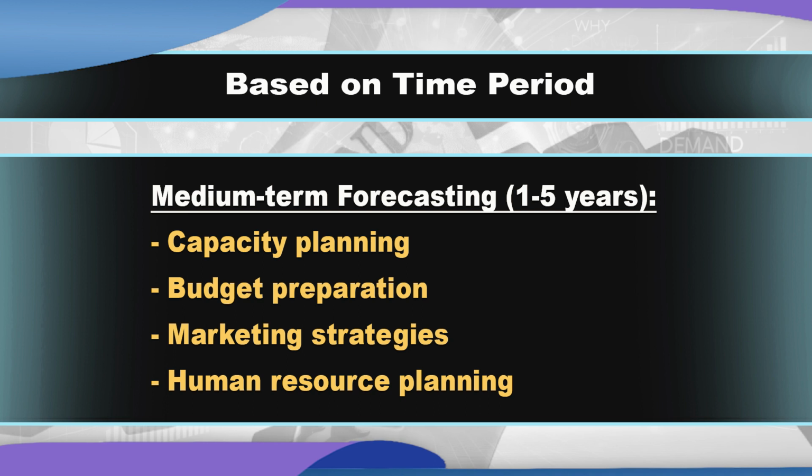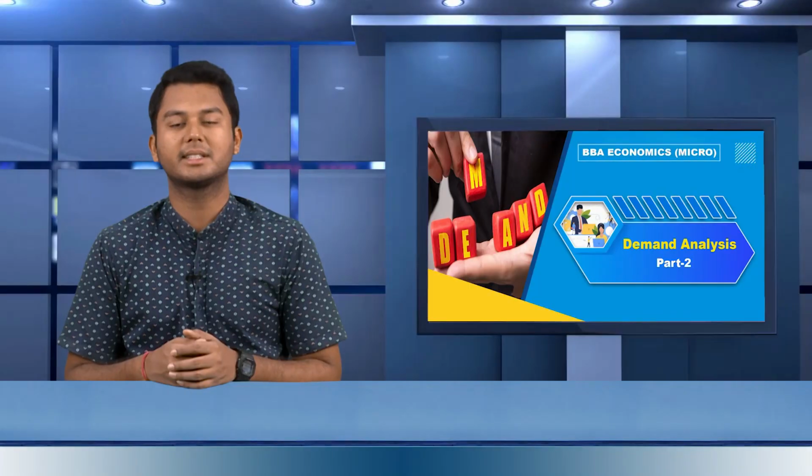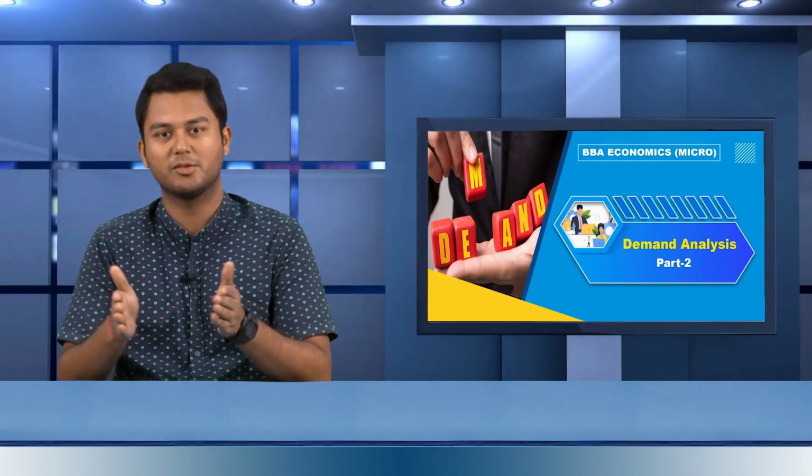Then you have medium term forecasting, which is between 1 to 5 years. This is useful for capacity planning, budget preparation, marketing strategies and human resource planning, which are typically medium run objectives of a firm.